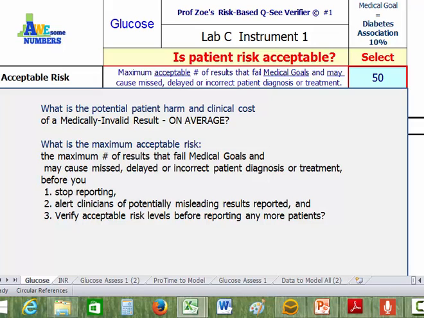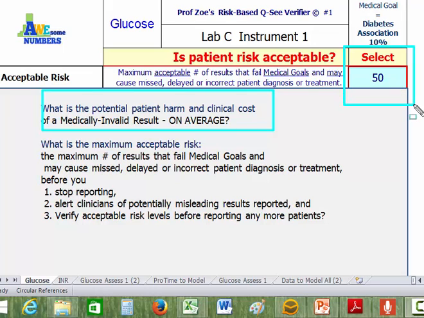You first want to ask yourself, what is the potential harm and clinical cost of a medically invalid result on average? If I send out a glucose result that is more than 10% from its true value, what's the odds that something really bad is going to happen? It may not 99 times out of 100, but that 100th time something really significant may happen. So you need to weigh with this test, how many people am I willing to see fail?